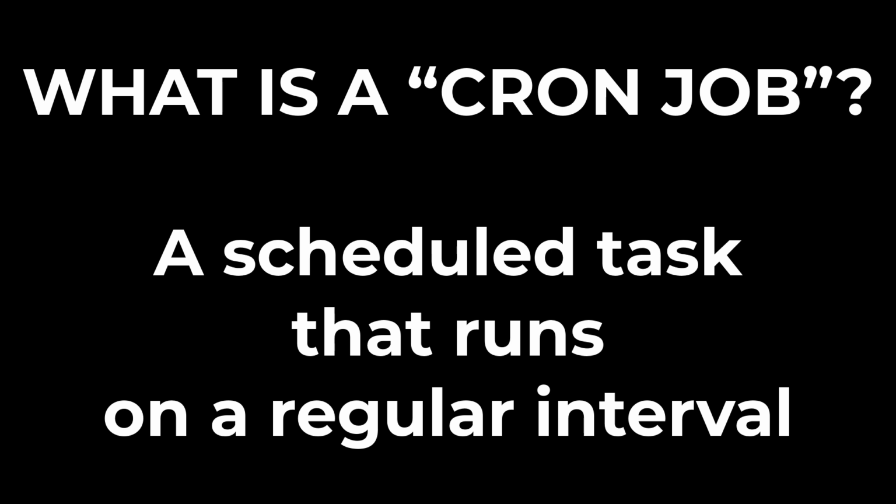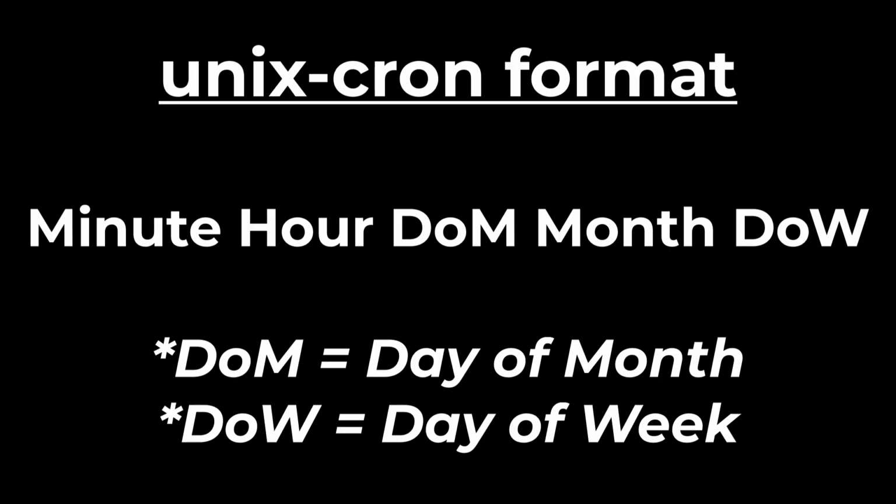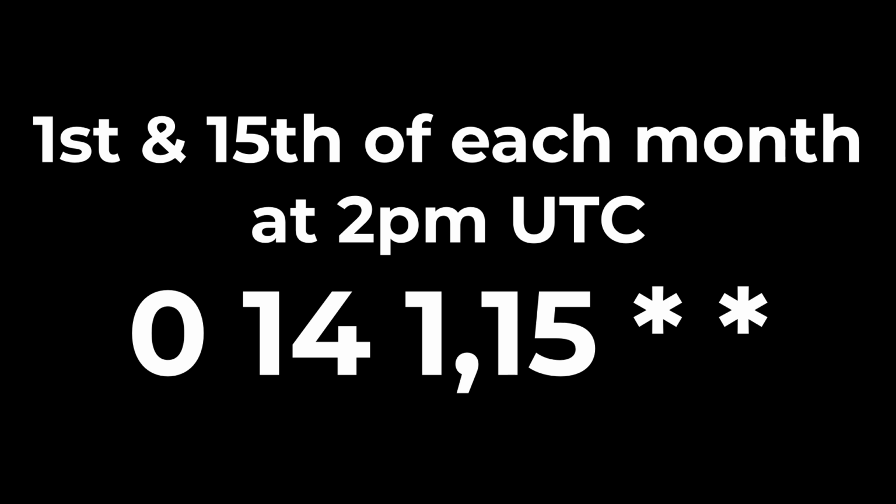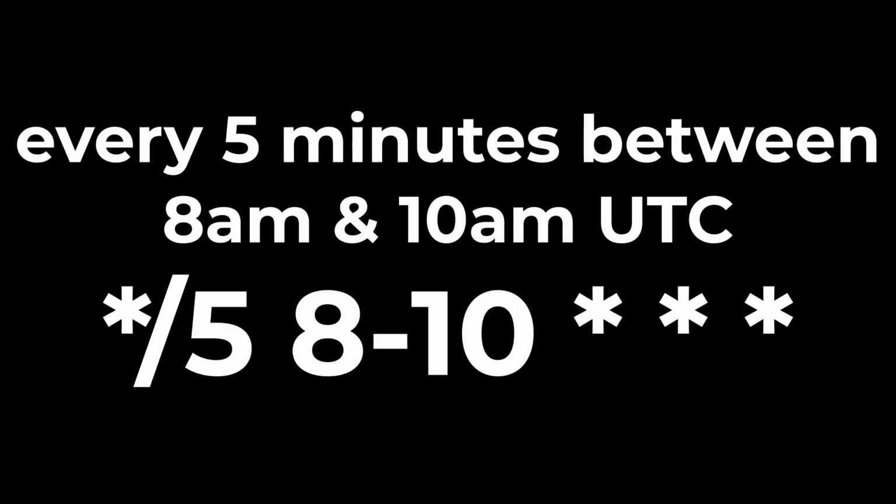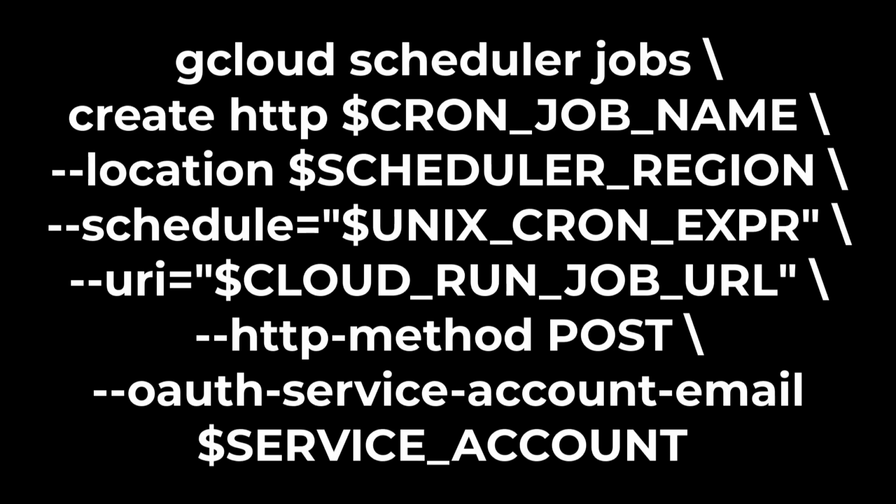A cron job, for those who have never heard the term, is a scheduled task that runs on a regular interval. The way that we define the interval for a cron job is with this expression format. For example, this would be the expression for once a minute. This would be the expression for every Monday at 9 a.m. This would be the expression for the 1st and 15th of each month at 2 p.m. And this would be the expression for every 5 minutes between 8 a.m. and 10 a.m. Here is the gcloud command template for creating cron jobs in GCP with Cloud Scheduler.